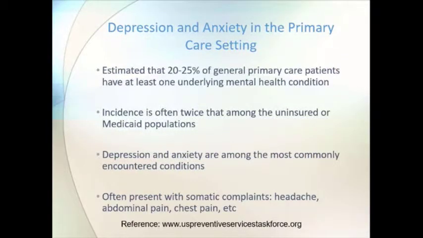So this is, of course, not news to any of us in primary care, but it's estimated that 20 to 25% of general primary care patients have at least one underlying mental health condition. I'm sure most of you are thinking more than that, and that's true. The incidence is often twice that in uninsured or Medicaid populations. As we all know, depression and anxiety are amongst the most commonly encountered conditions.